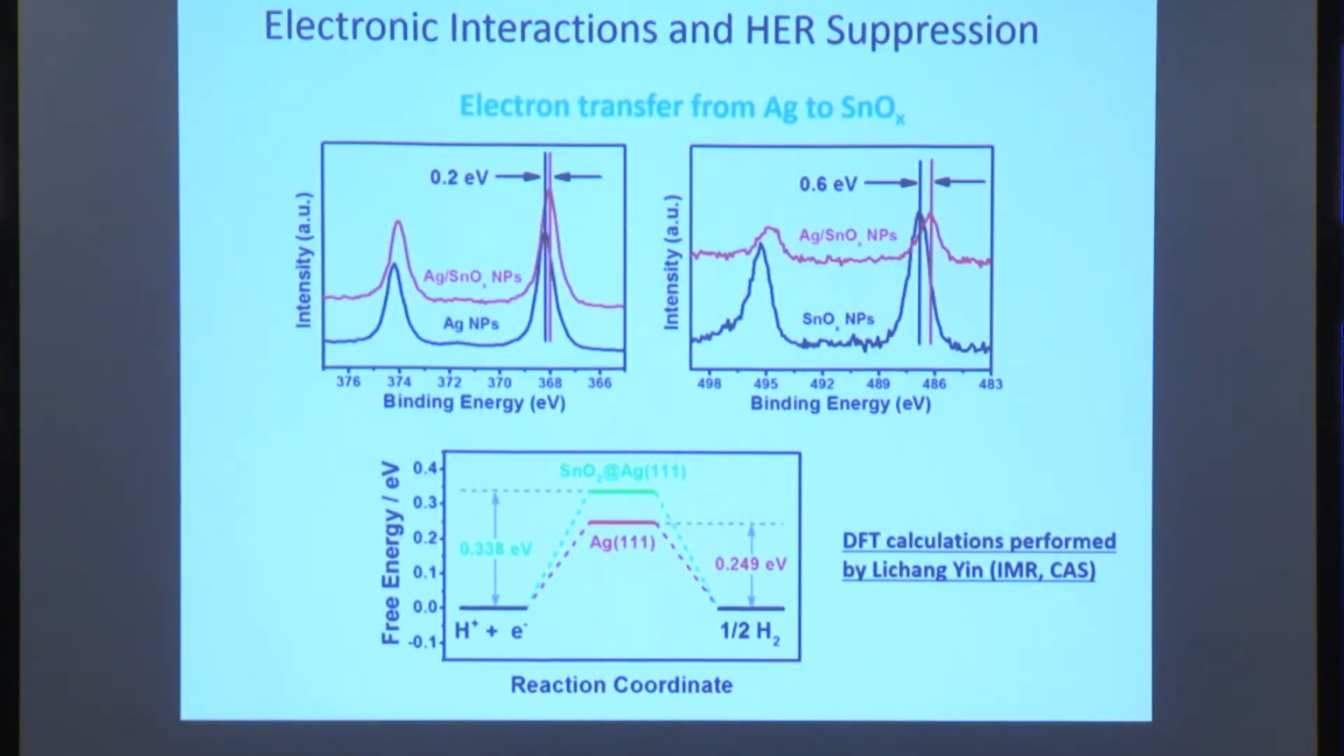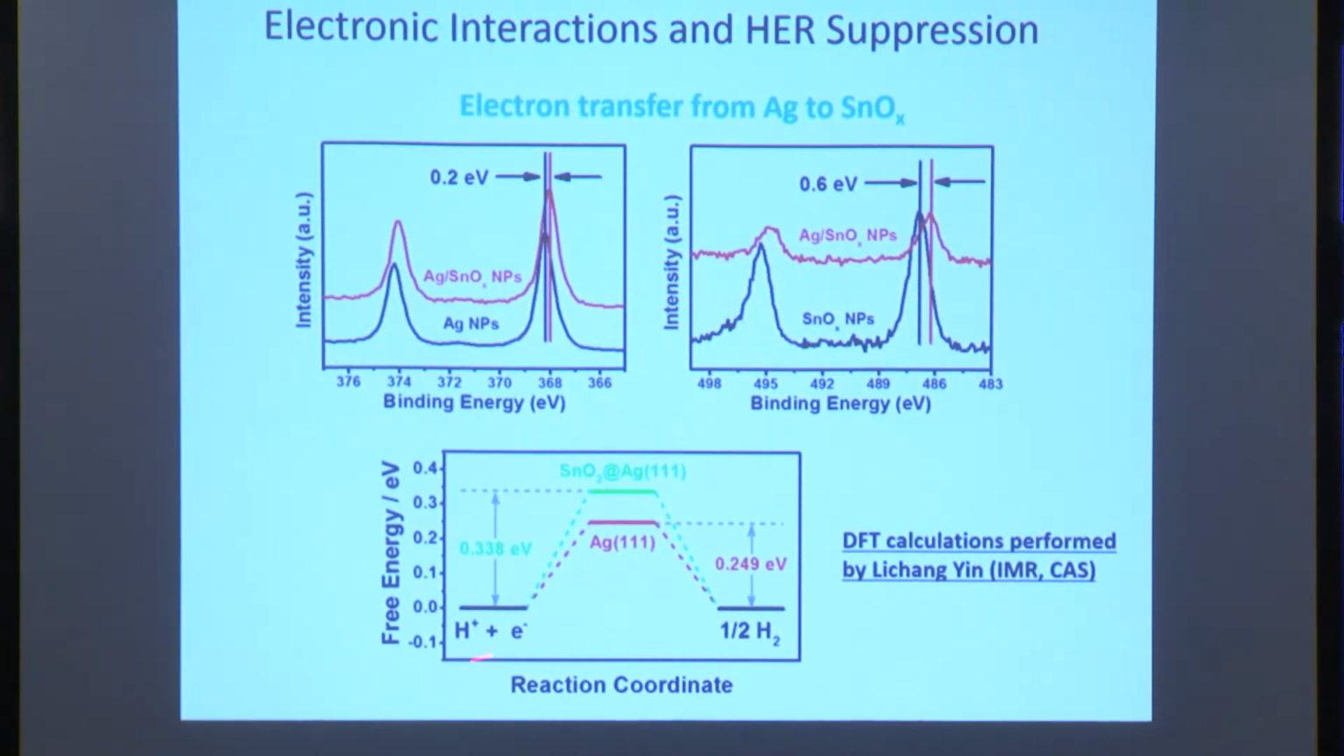Then we try to understand what's actually going on, right? So the first thing is they do actually have electronic interactions, right? If we look at the XPS, then we find that there is some electron relocation from the silver to the tin oxide, right? So there's electron relocation, and that electron relocation actually helps the catalyst to suppress hydrogen evolution in that range.